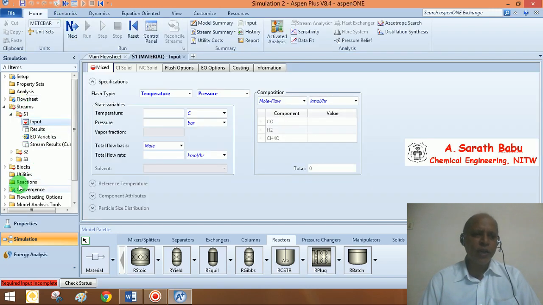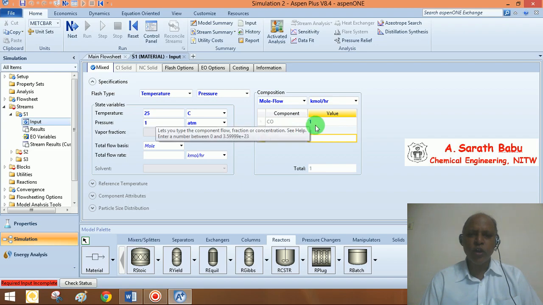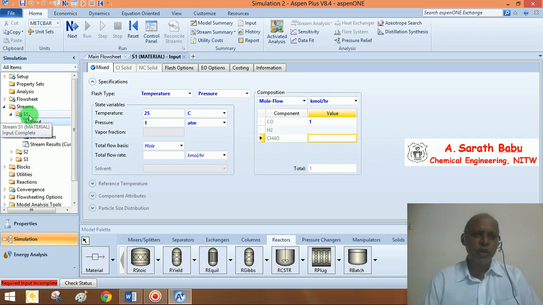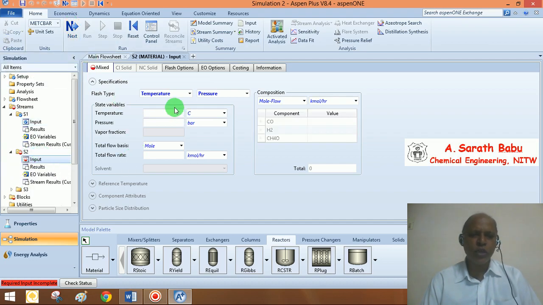As is the case with any reactor model, we are supposed to provide information with respect to the input streams and blocks. Now this is the given information. The reactants are entering at 25 degrees centigrade, a pressure of 1 atmosphere. And let me assume the flow rate of CO as 1 kilomole per hour. Now this is with respect to one reactant. Because there is only one component involved in the stream, now we were able to satisfy the degrees of freedom. And we have given the required information with respect to stream 1. Say next. Now this is with respect to stream 2.